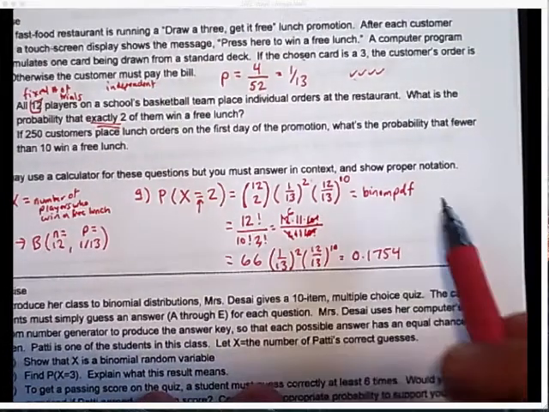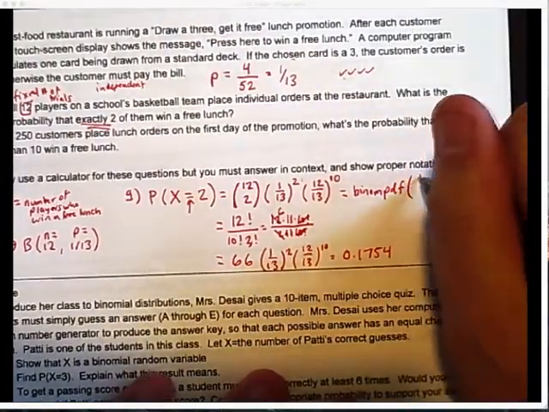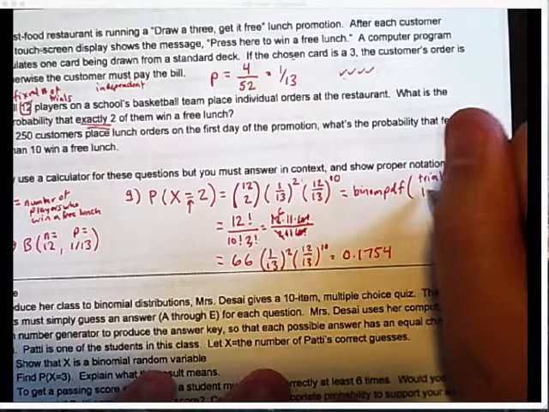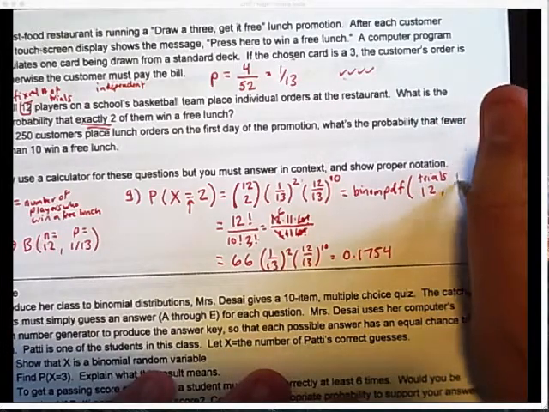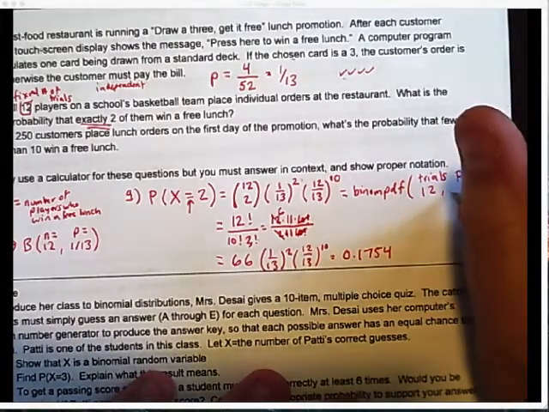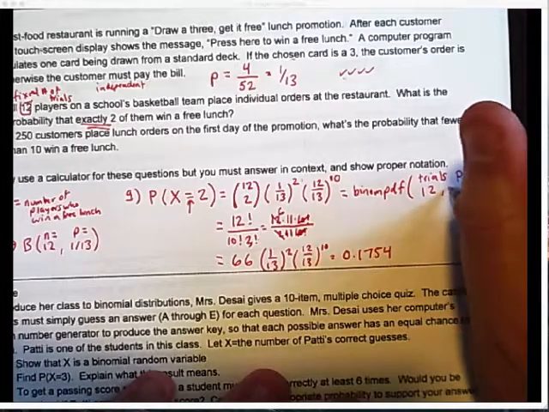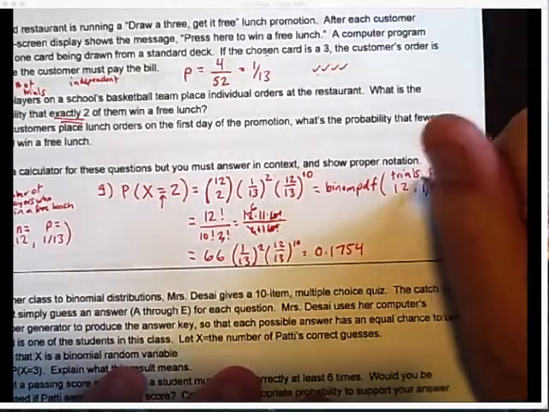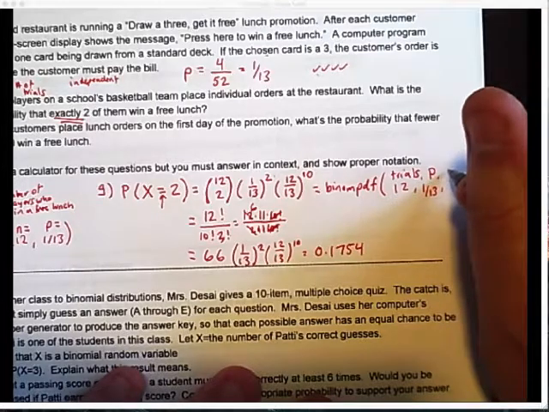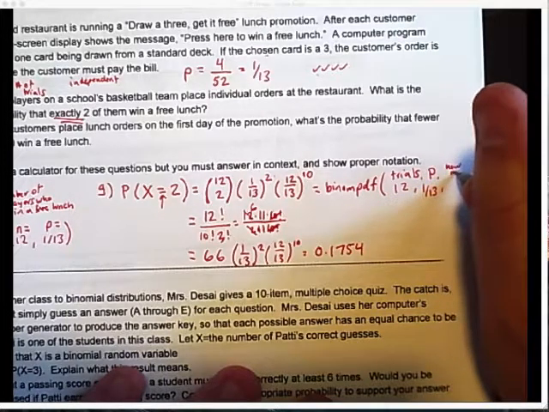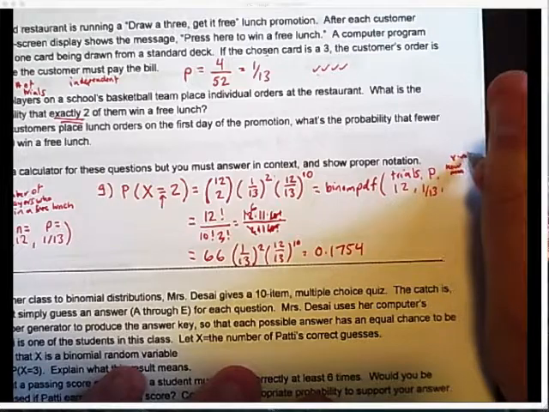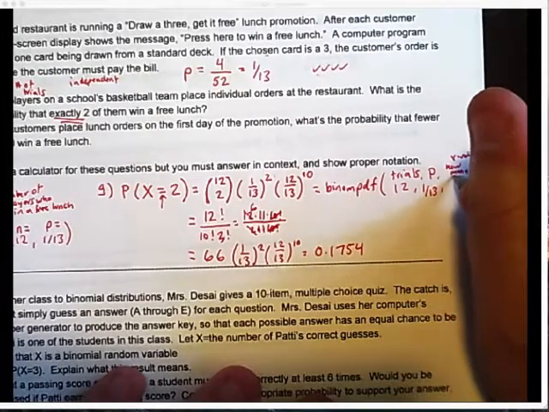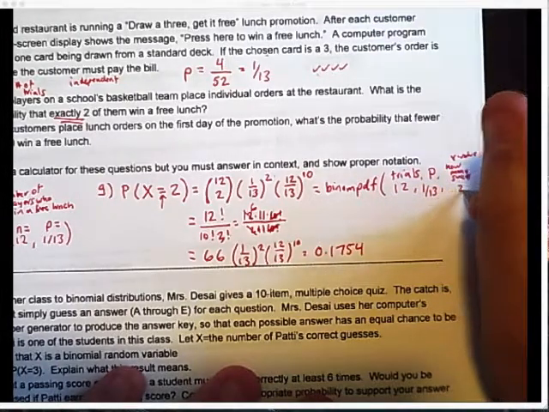So this distribution is just a quick way to do this. All right, so I could have used Binompdf. The number of trials are 12. The probability of success is 1/13 or 4/52. All right, and then they're asking you how many successes. They call that the X value. How many successes? 2.